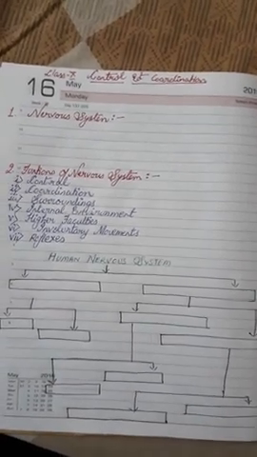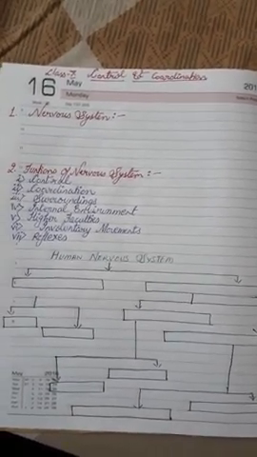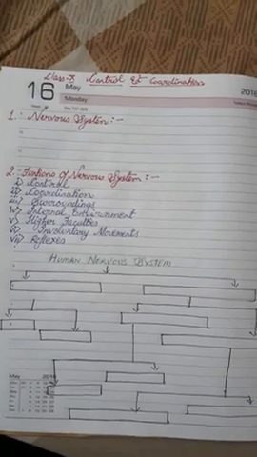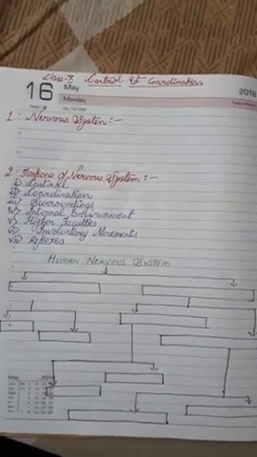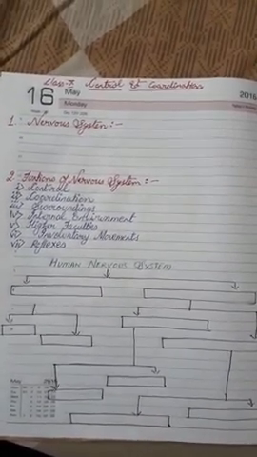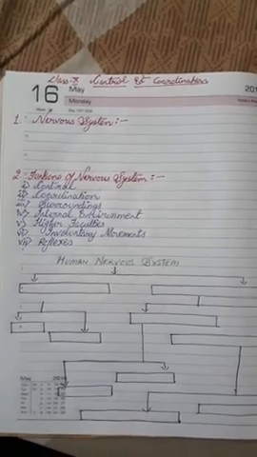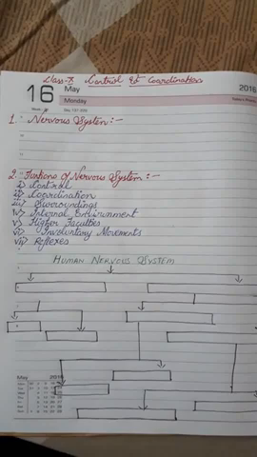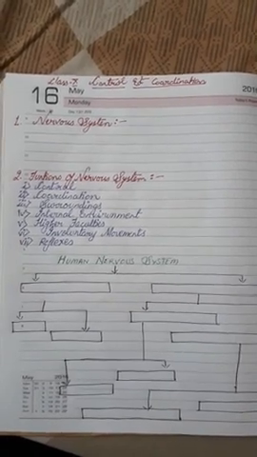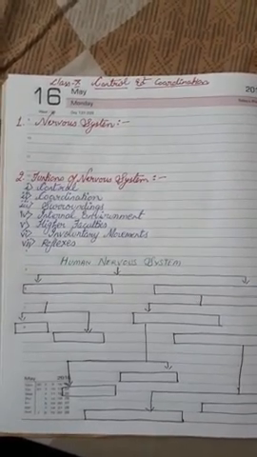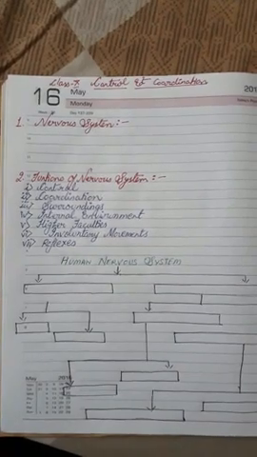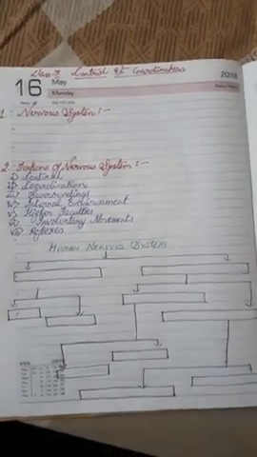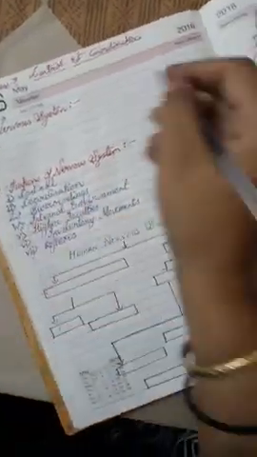Hello students, today we are going to start with the new topic, that is our nervous system. Okay, so let us see how we can define the nervous system. It is the network of nerve cells and fibers which transmits nerve impulses between parts of the body. Okay, so let us write this down.